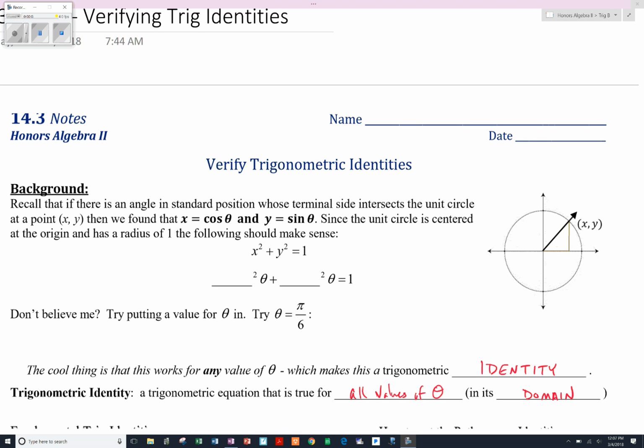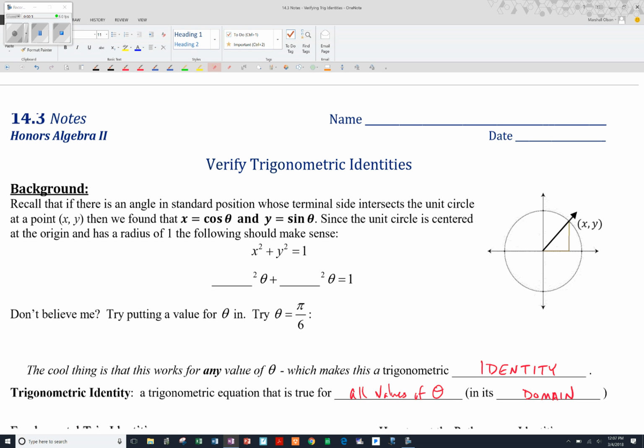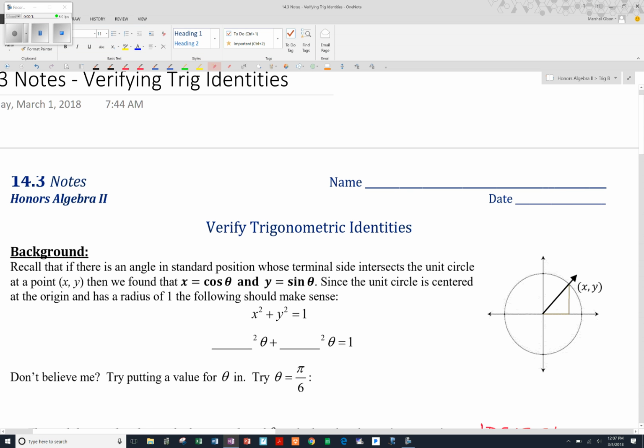All right, we're going to do our first video here on analytic trigonometry. This is section 14.3, verifying trigonometric identities. And this is kind of our first look into this branch of trigonometry where we're using these things called identities to simplify, prove things, and solve equations.